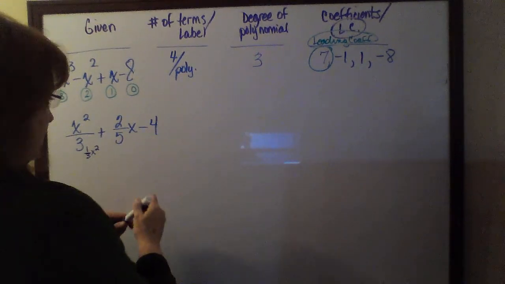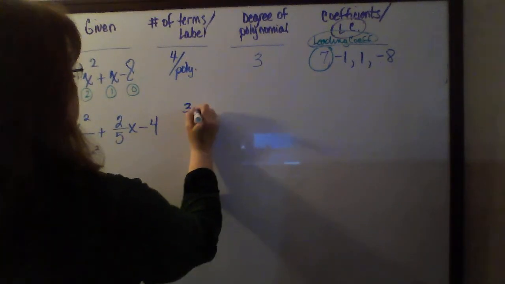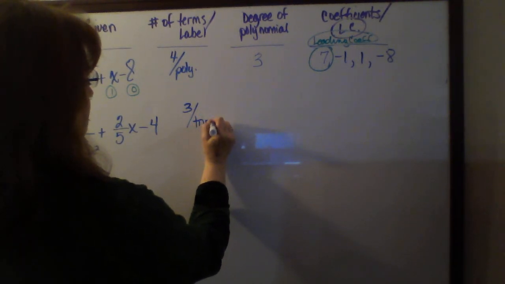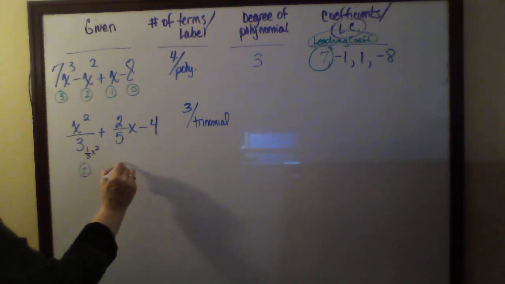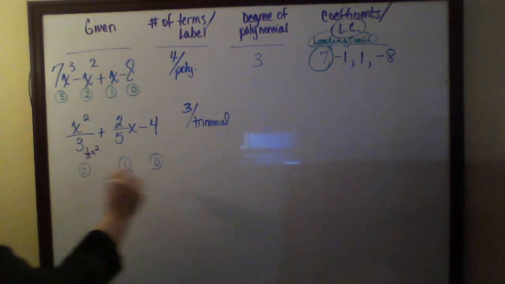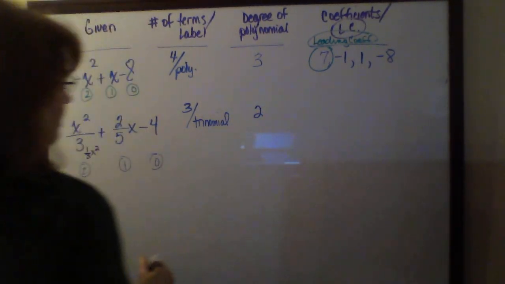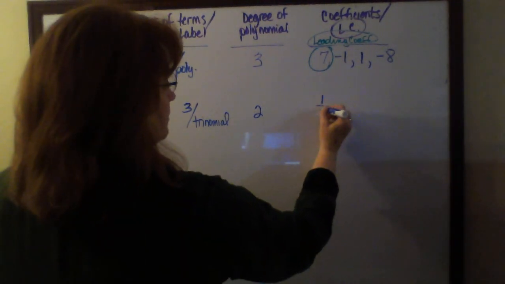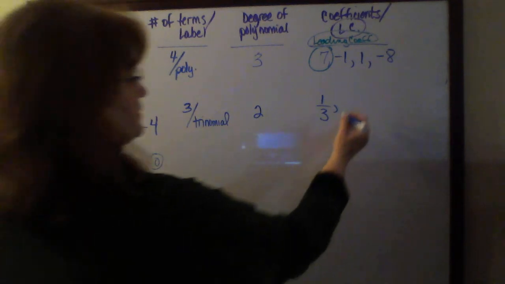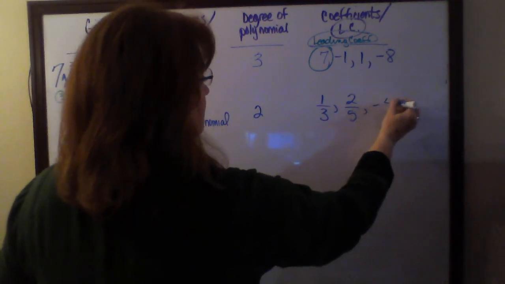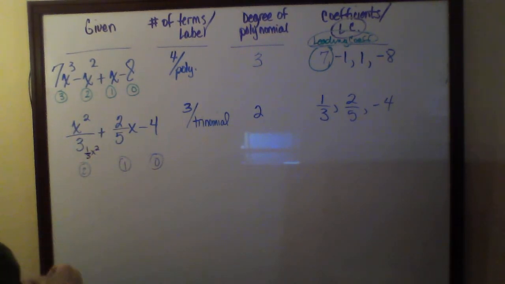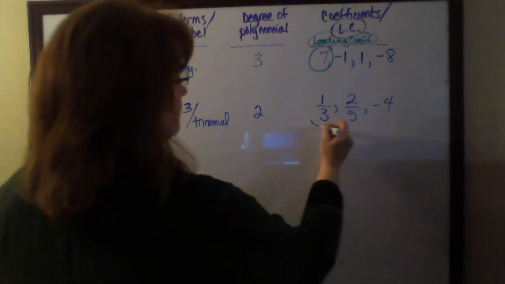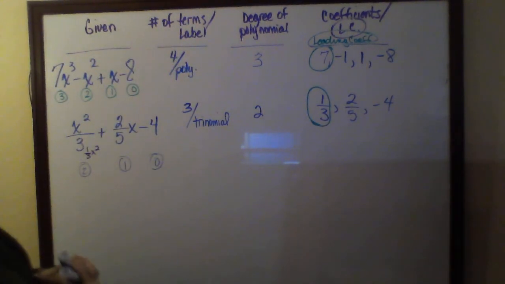Okay, this is a 3-term polynomial. It's called a trinomial. The degree of the polynomial is the highest degree of any one term. This has a degree 2, degree 1, degree 0. So the highest is 2, so that goes here. The coefficients are 1/3, 2/5, and -4. Since 1/3 is on the term with the highest degree, it gets circled as the leading coefficient.